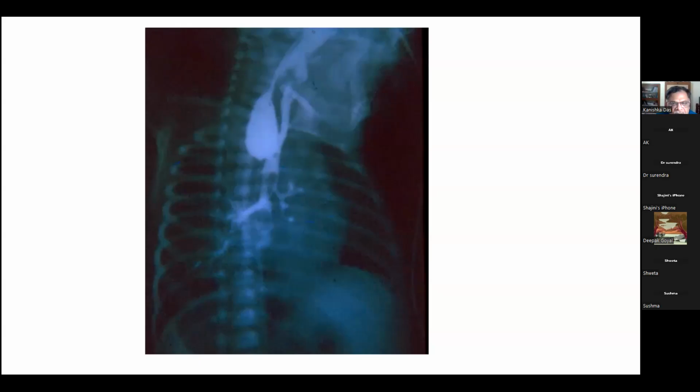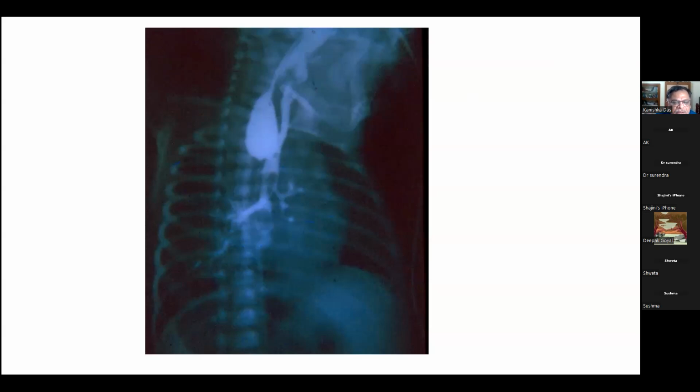Which you want to say. So don't jump immediately to the obvious finding. So I would read this as a contrast radiograph of the part of the head and neck, then chest and upper abdomen. It is an oblique view.